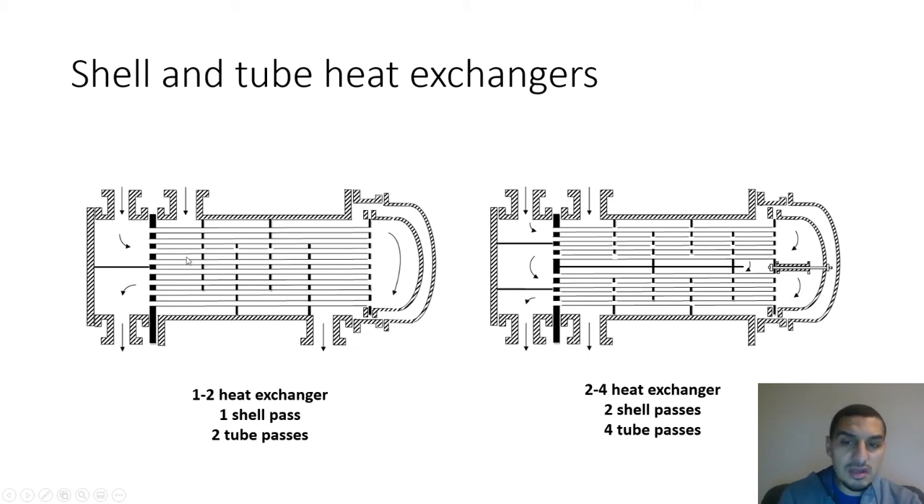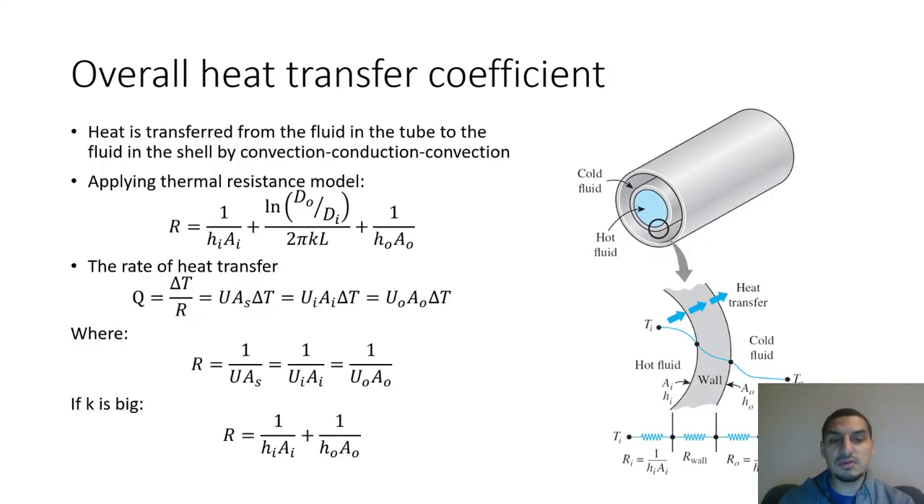In the shell, although it's going up and down because of the baffles, it is going in one direction, which is from here to there. So this is one shell pass. In this case, it has baffles, but it's going and then coming back and then coming out of here. So it is two shell passes and four tube passes. So when I say 1-2 heat exchanger, I know it's one shell pass and two tube passes. 2-4 means two shell passes and four tube passes.